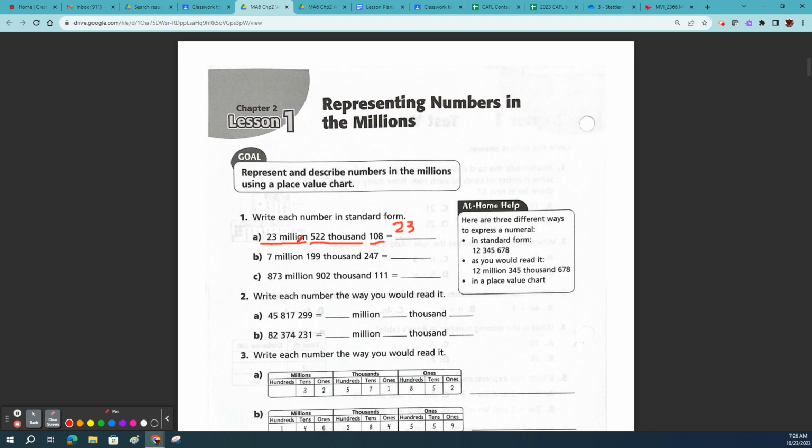Now I'm going to the next period, so I leave a space. If you forgot to leave spaces, a comma works too. That's okay. 522,000. Sweet. I'll go to the next period. I'll leave a big space. Then 108. Perfect. So just like that, I've written it in standard form. Bonus, I gave you one free question.